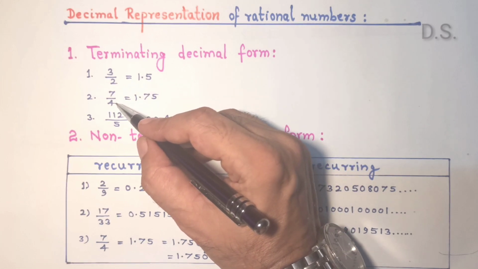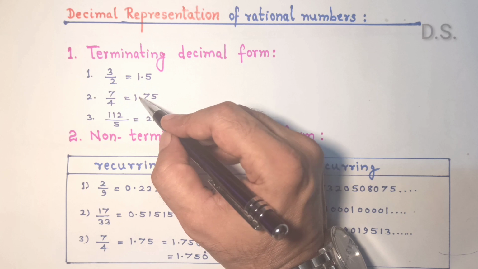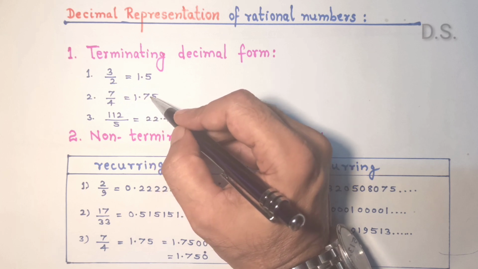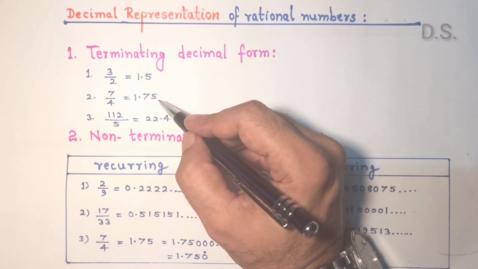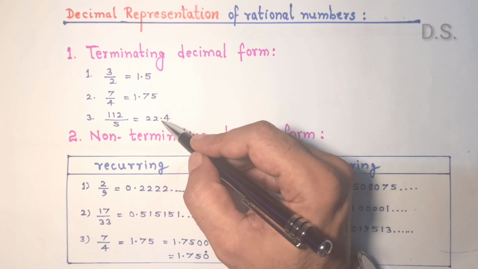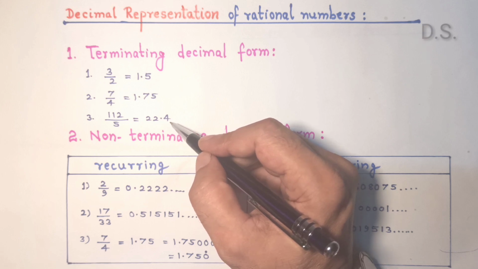7 upon 4. That means we divide 7 by 4 and we get the answer 1.75. Again, it is a terminating decimal form, because it stops after 5 and remainder is 0. Next example is 112 divided by 5, which will be equal to 22.4. Again, it is a terminating decimal form.